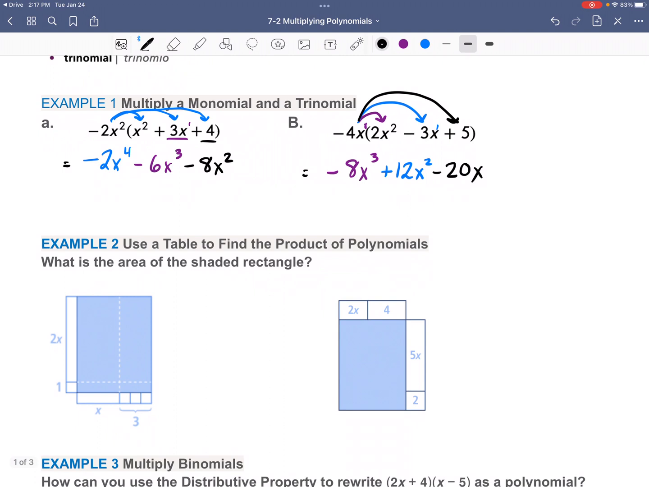Next, we can use a table to find the product of polynomials. What is the area of the shaded rectangle? All right, so this is essentially asking us what 2x plus 1 over here on the left side times x plus 3, that's the bottom numbers. And so we can do that using a table.